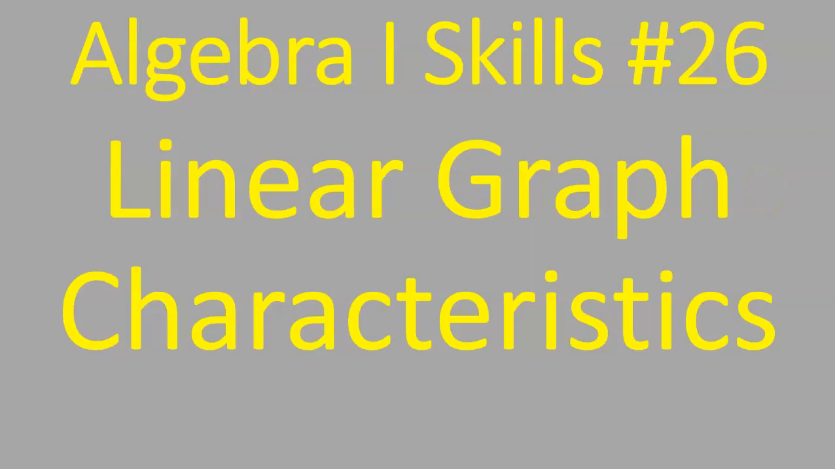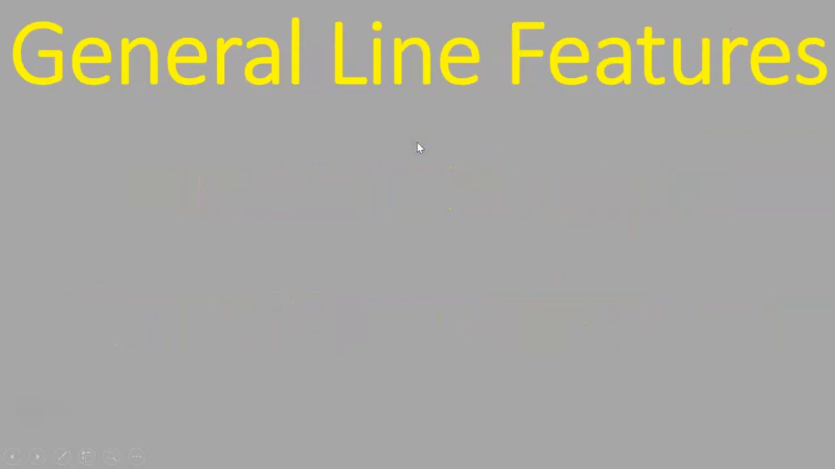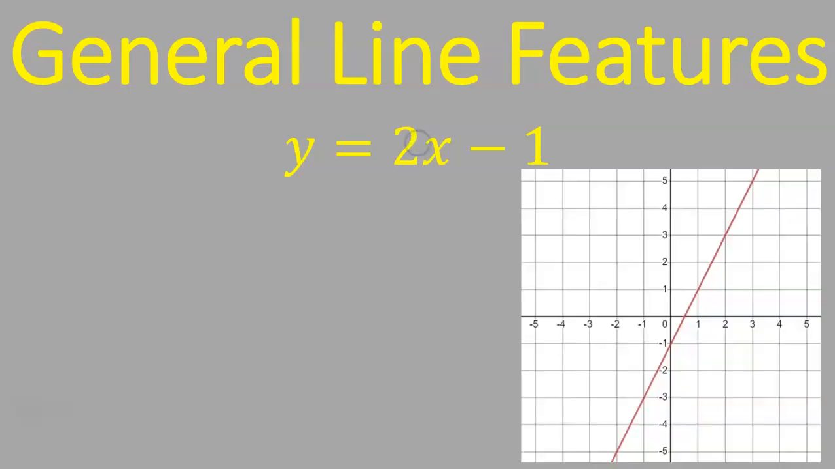Algebra 1 skills number 26, linear graph characteristics. Okay, so we're going to look at some general line features and look at a couple examples here. So y equals 2x minus 1. We've already talked about how to graph this line.